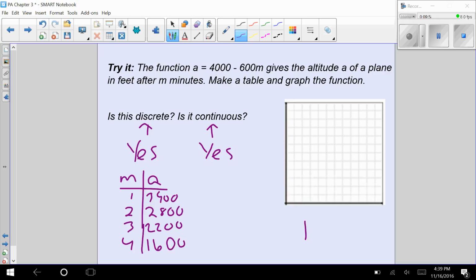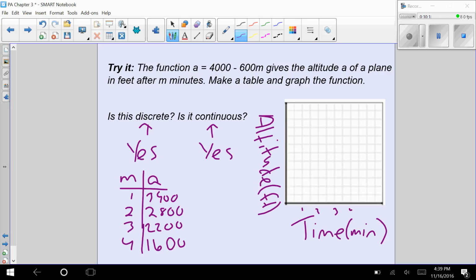So when we graph this, we'll have time at the bottom. We should label that that is in minutes. And we'll have altitude for our y-axis, and that's in feet. Let's skip lines along the bottom. And for altitude, let's make each line worth 300. So we'll have 300, 600, 900, 1,200, 1,500, 1,800, 2,100, on and on and on.